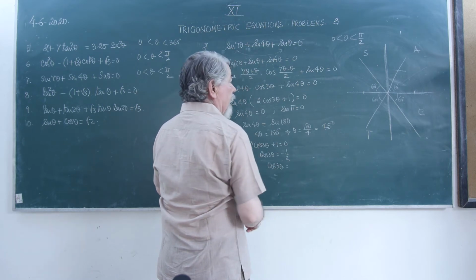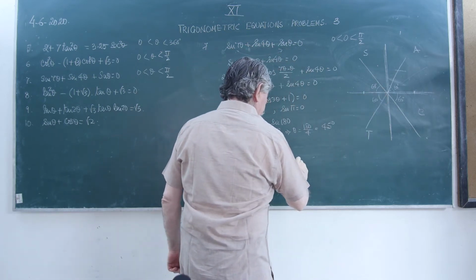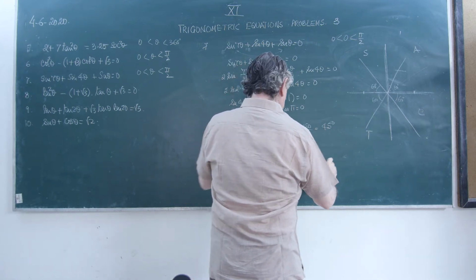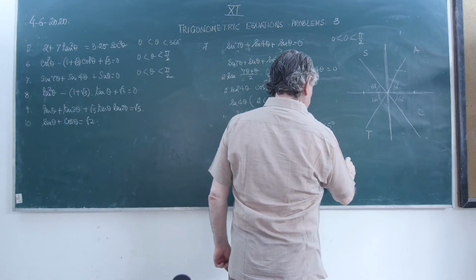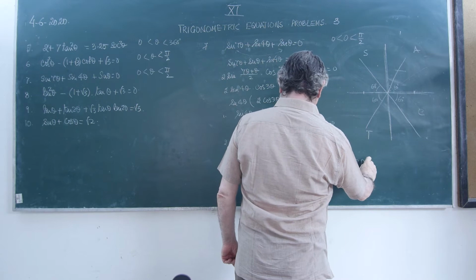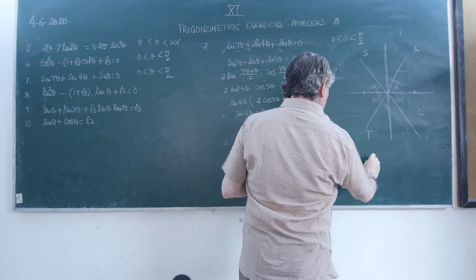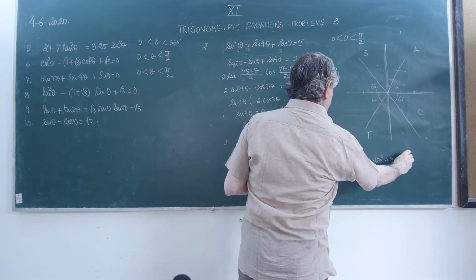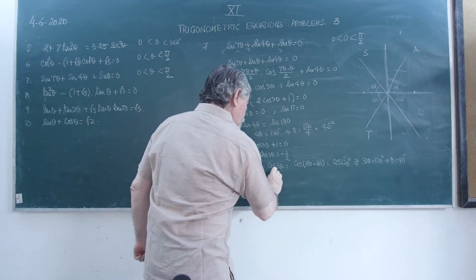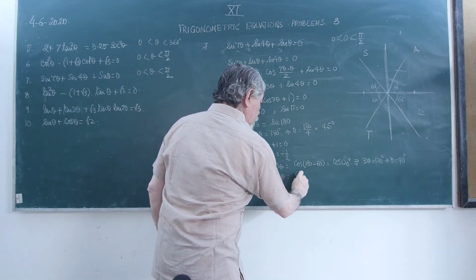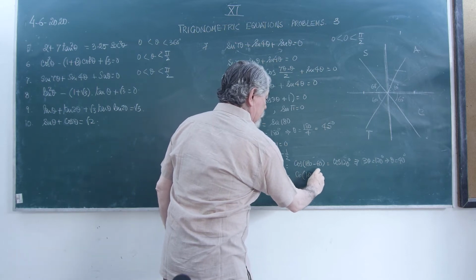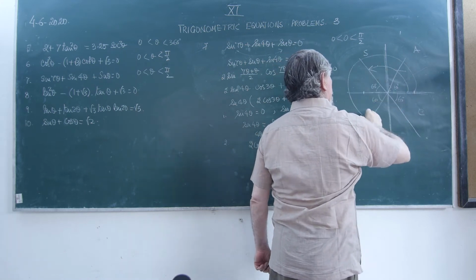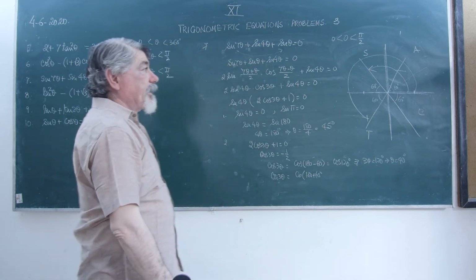So cos 3 theta will be how much? Either it will be cos of 180 minus 60, that will be cos 120. So 3 theta is 120, so theta will be 40 degrees. Or cos 3 theta can be cos of 180 plus 60. Either this is the value or this is the value, which falls in the second and third quadrant.